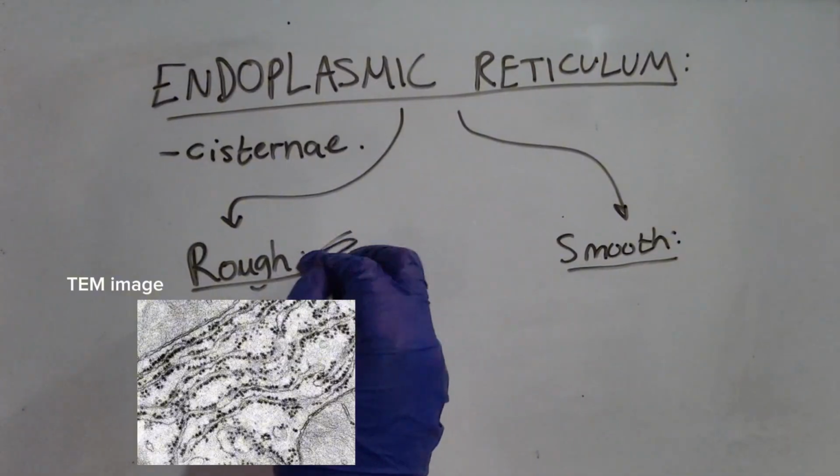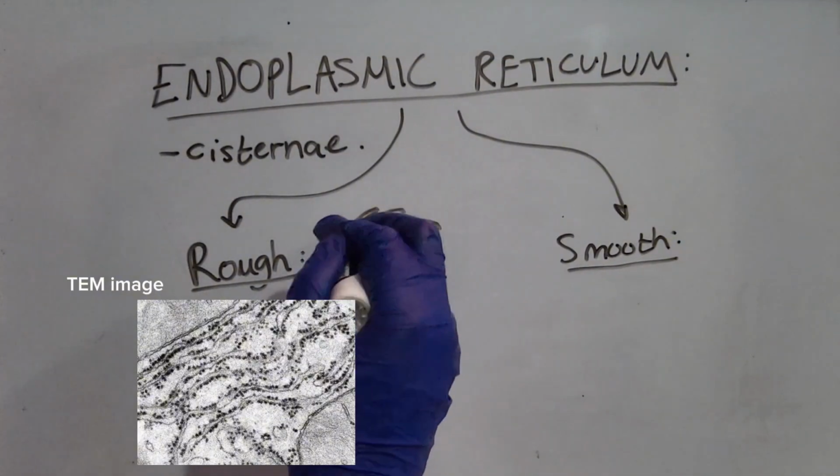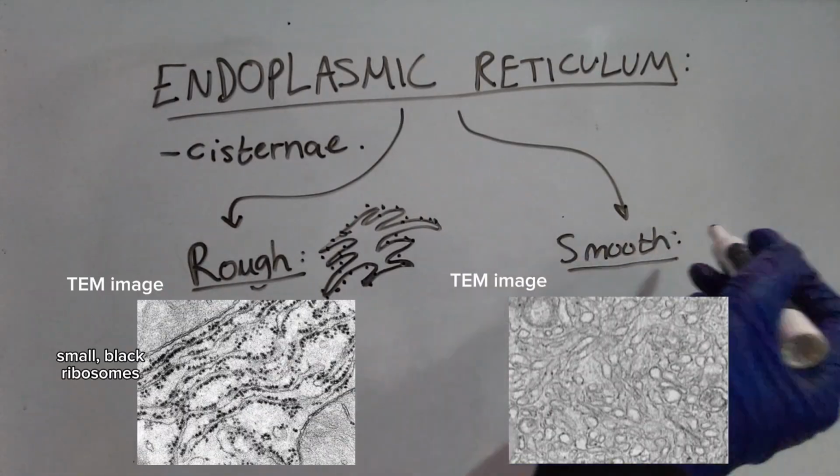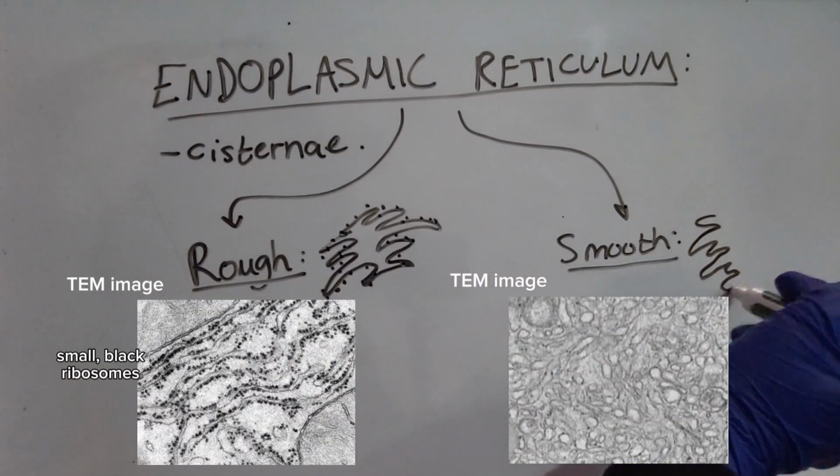Here you can see the rough endoplasmic reticulum on the photomicrograph. You can notice the ribosomes on this photomicrograph. Here you can see the smooth endoplasmic reticulum on the photomicrograph.